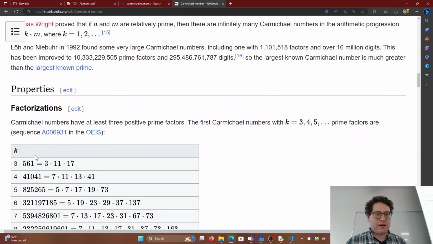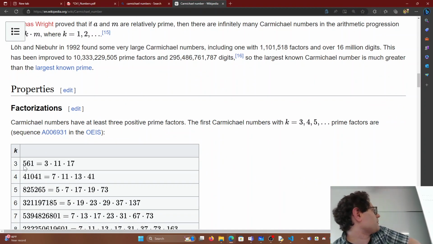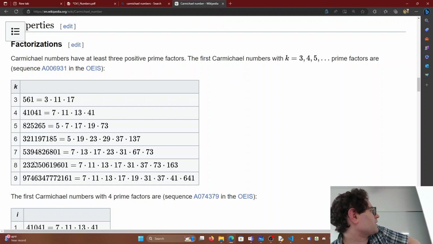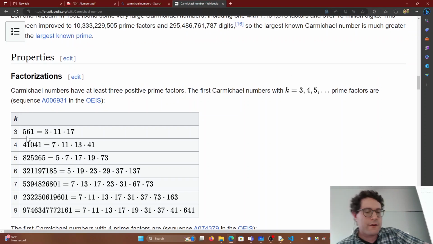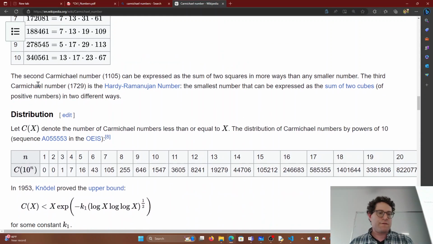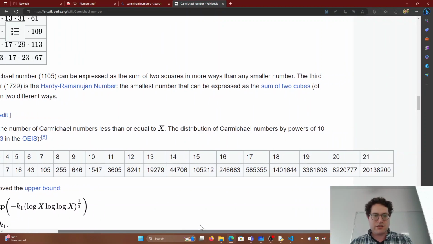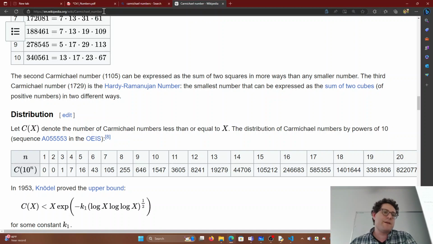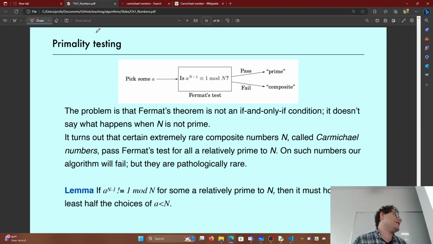So we've got these numbers. Here are some of the Carmichael numbers. You've got 561, 41041. So they're rare. They're fairly rare, but they do show up occasionally. There's an infinite number of them because there's an infinite number of numbers, okay? But they're rare, even though there's an infinite number of them. Infinity is weird, okay?